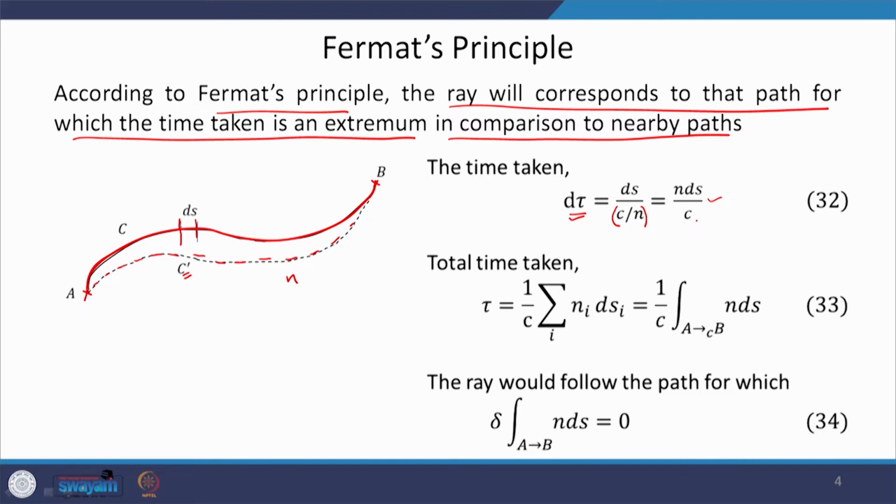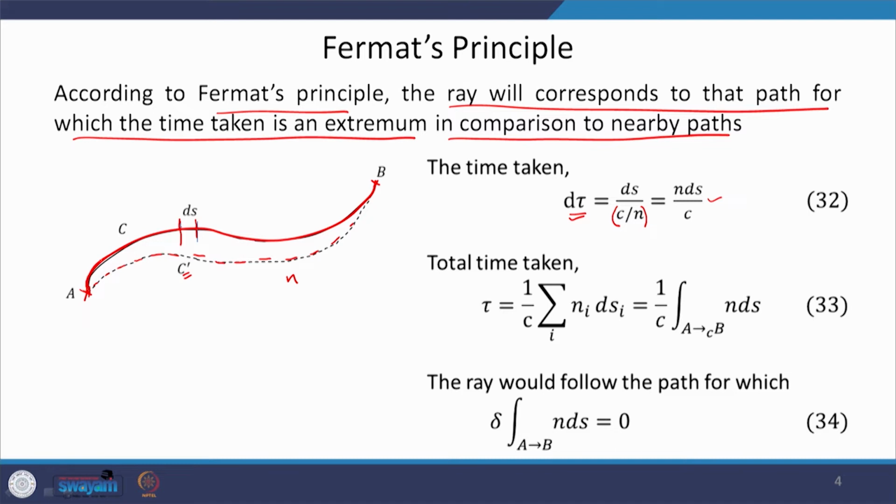Now, once we know the time which a ray takes in traversing distance ds, we can also calculate the time the ray takes in traversing the whole curve path C.